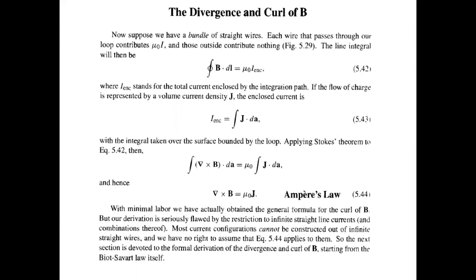If the flow of charge is represented by a volume charge density, like current density J, then we can replace this one by this. So your right hand side can be replaced by this one, whereas your left hand side can also be converted by Stokes' theorem to this one. That gives us the curl of B equals mu 0 J, and this is Ampere's law in differential form.